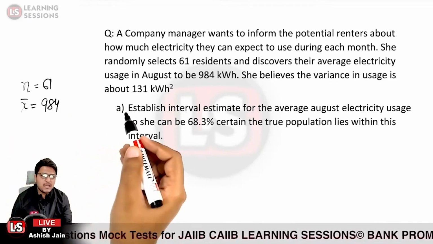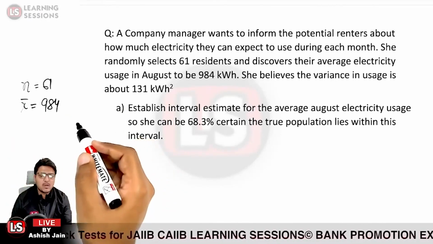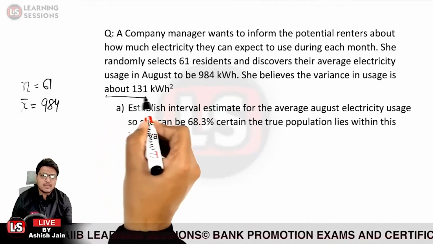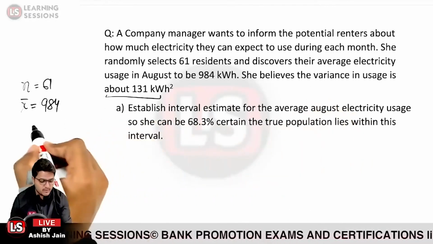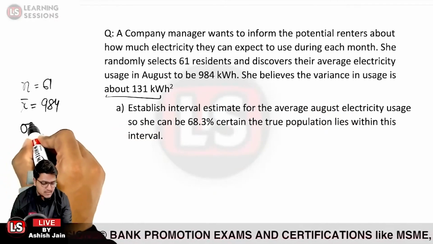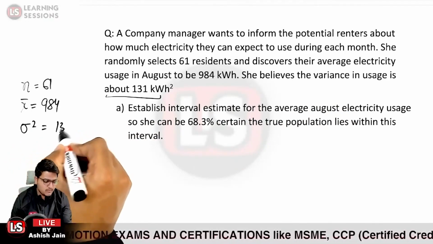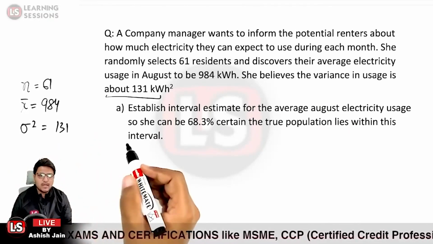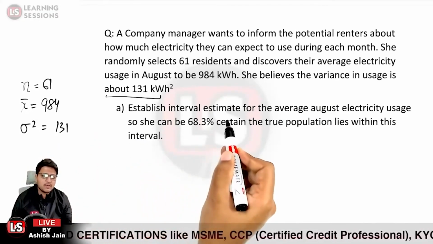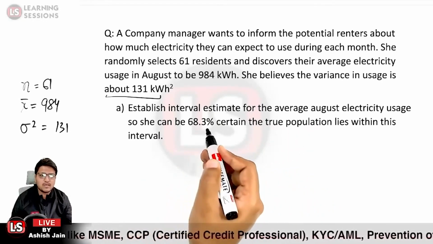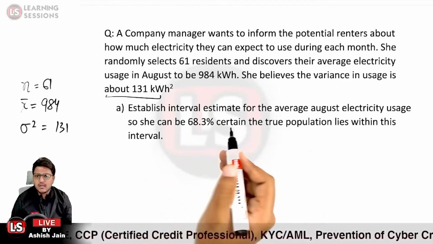And further, she believes the variance in usage is about 131 kilowatt hour. Over here, the standard deviation is not given. We are provided with variance, that is the sigma square value, which is given to be 131. And we want to establish an interval for estimating the average August electricity usage so that she can be 68.3% certain about it.